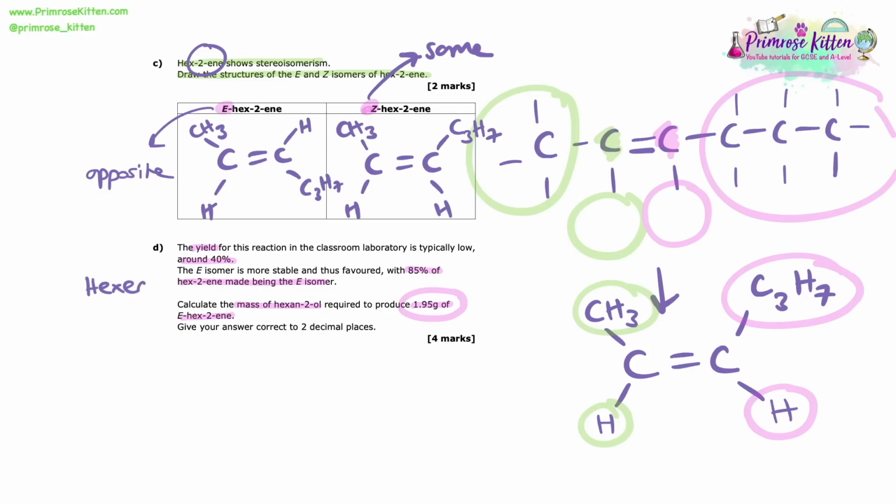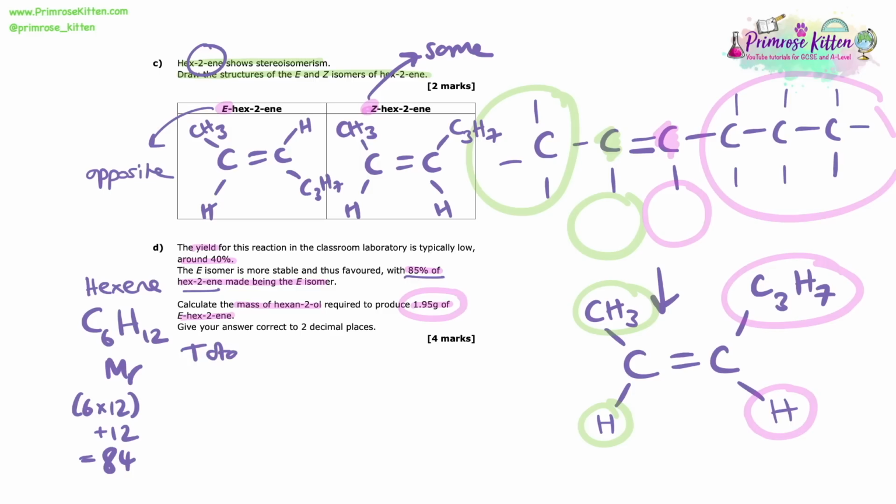Well, we're talking about hexene here, aren't we? So let's just quickly work out the Mr of hexene. I know the formula is C6H12, so the Mr of that is going to be 6 times 12 plus 12, which gives me 84. Just done that for now because I know it's going to be helpful. We're given the mass of hexene, we can use the Mr to eventually find the moles.